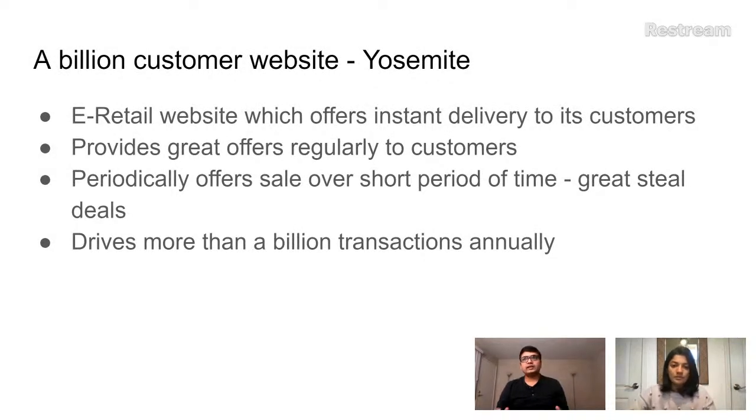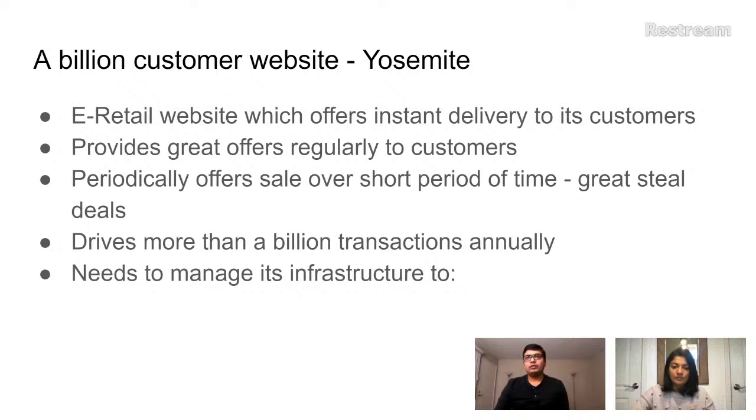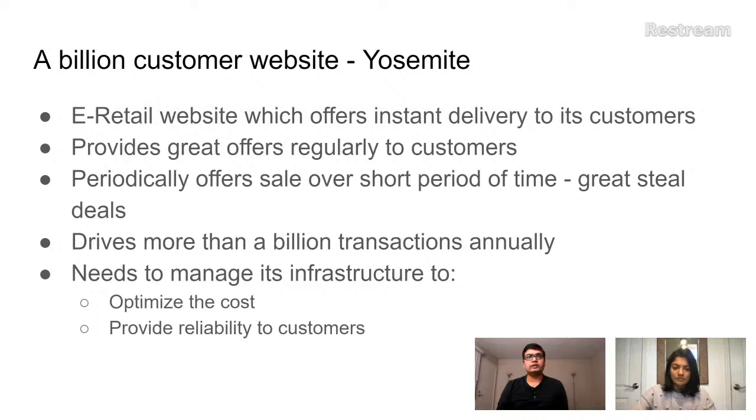So that's the scale of the website. It drives more than 1 billion transactions on a daily basis, on an annual basis, my bad. So, given the characteristics of our website, Yosemite, they have certain requirements. They need to manage their infrastructure so that they are able to optimize their cost, and they are also able to provide their service reliably to the customers. Now, what do I mean by managing its infrastructure to optimize the cost?